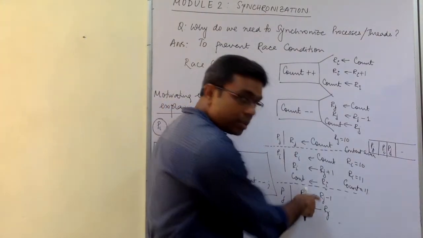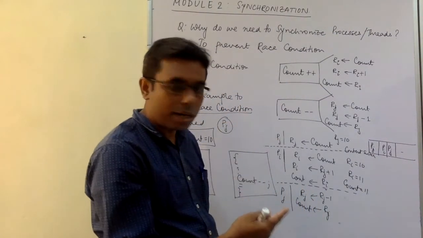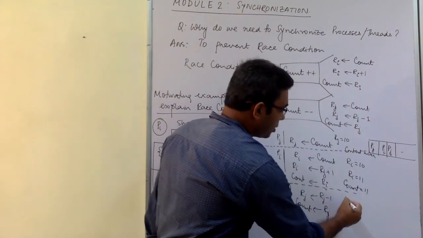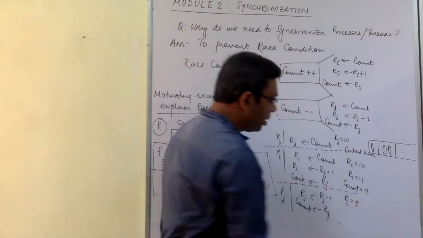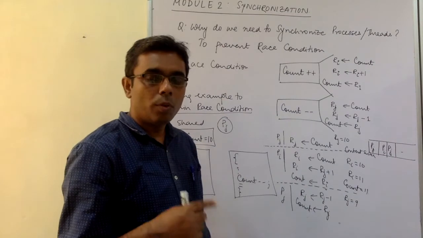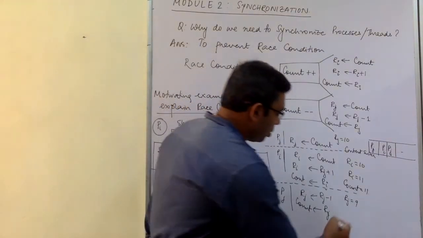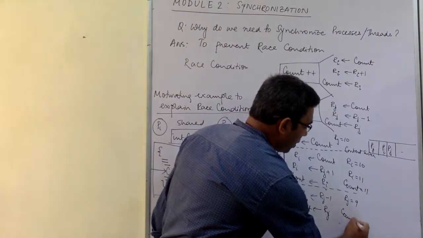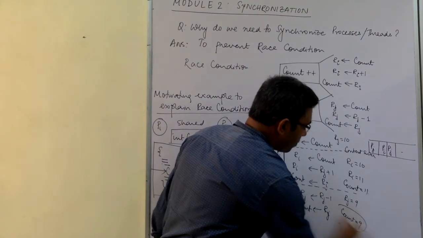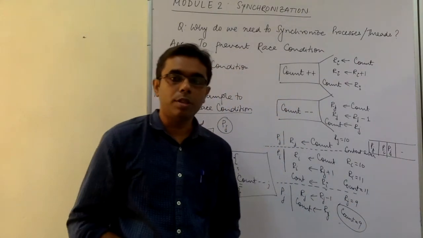pj begins by decrementing rj, which in this case is 9, and this is the value with which count gets updated. So the final value of count here is 9. Now you see the problem.